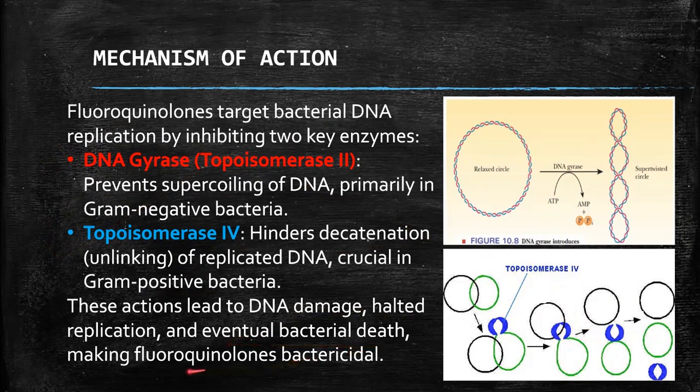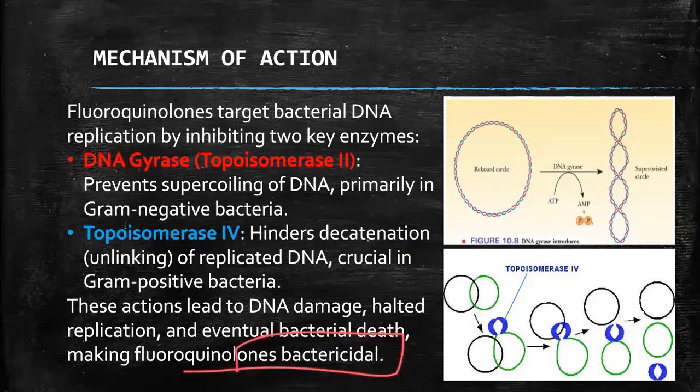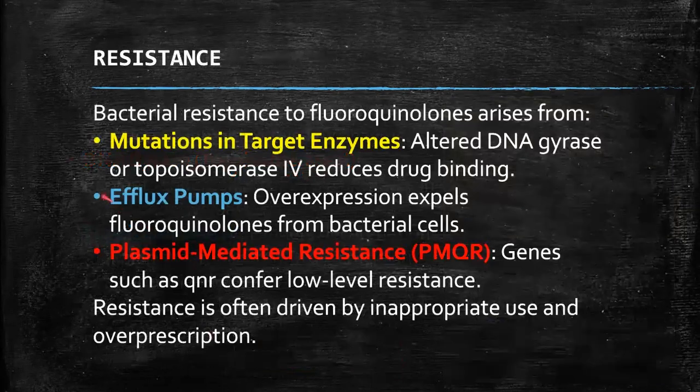So that's why fluoroquinolones are basically a bactericidal antibiotic. Next, if we look at the resistance, mutations in the target enzymes, like mutations in the DNA gyrase and topoisomerase 4, actually reduce the drug binding. When drugs do not bind to the DNA gyrase or the topoisomerase 4, then there will be no hindrance in the replication of the bacterial DNA.